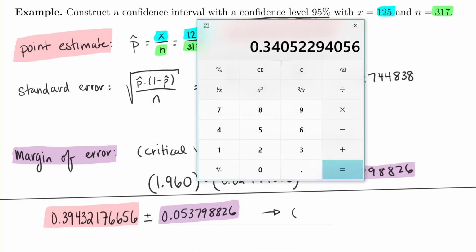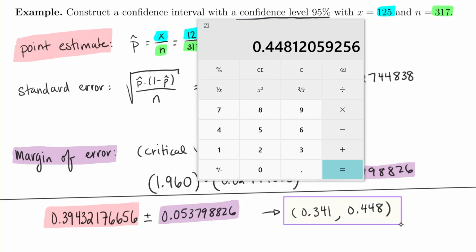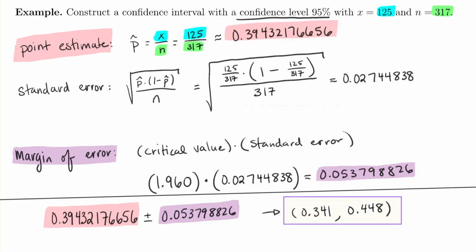So I get this value rounded to 3 decimal places is 0.341. That's when I subtracted the margin of error. Now I go to the point estimate and add the margin of error. Rounded to 3 decimal places, that's 0.448. This will be my confidence interval for this population proportion.